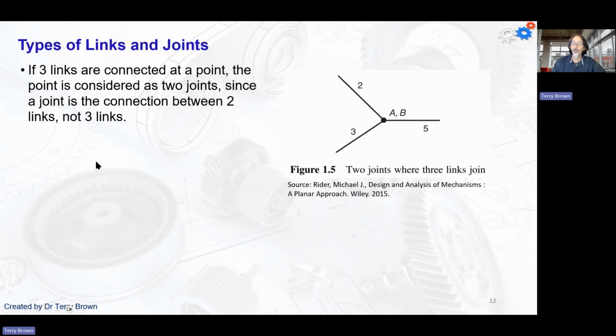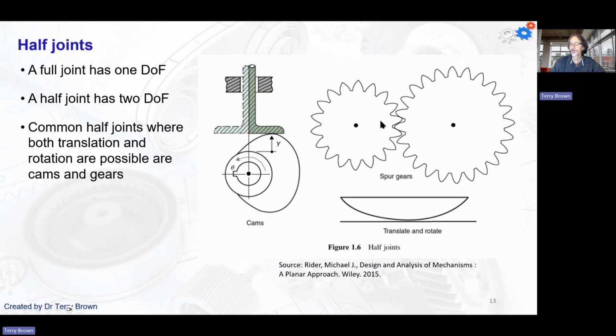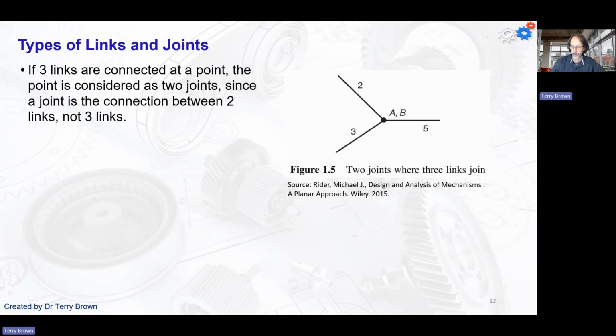All right, if we have 3 links connected at a point, then the point is considered to have 2 joints here. Okay. So when you're counting up the number of joints, as we will do shortly in some examples, if there's 3 links connected at a point, then there are 2 joints at that location. So they were full joints.